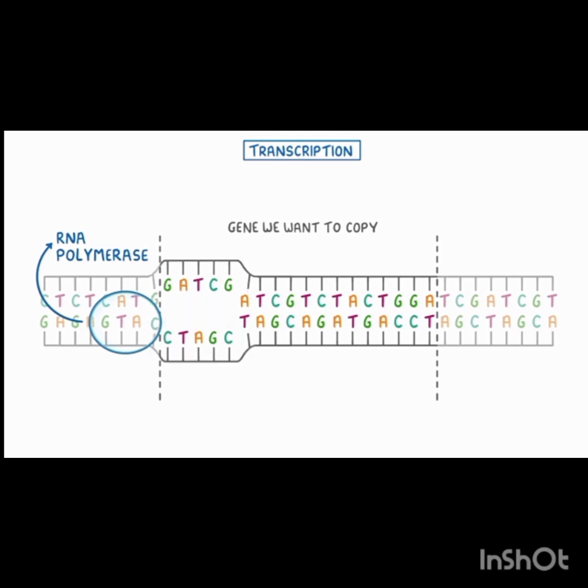As it is moving along the DNA, the strands get separated. Also, this enzyme, RNA polymerase, starts reading this code. As it is moving forward, the DNA strands separate and the information in them is read by this polymerase.